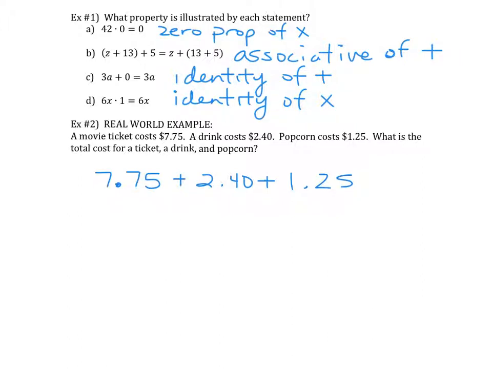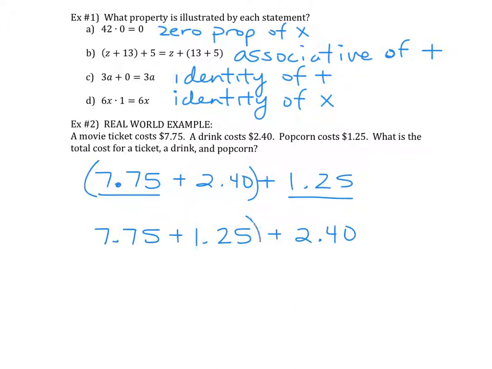Right. So you have a 775 and a 125. If we rearrange so that it's 775 plus 125 plus 240, it's a whole lot easier to do mental math when they work out to nice whole numbers like that, nice rounded numbers. So we would have been doing this first. Now we're doing this first, okay?